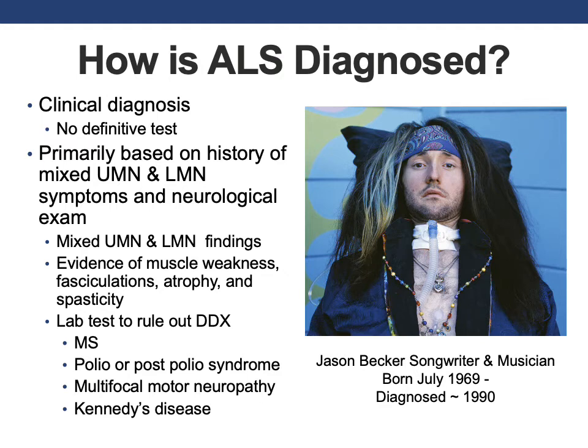Clinicians will look for evidence of muscle weakness, fasciculations, atrophy, and spasticity, and perform lab tests to rule out differential diagnoses such as MS, polio or post-polio syndrome, if it wasn't identified in the history, multifocal motor neuropathy, and Kennedy's disease. Again, if these were not revealed in the history, then a test would be performed to rule them out. The early symptoms of ALS are very similar to MS, so keep that in mind when we cover MS next.